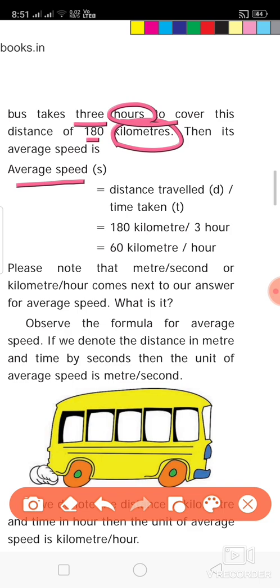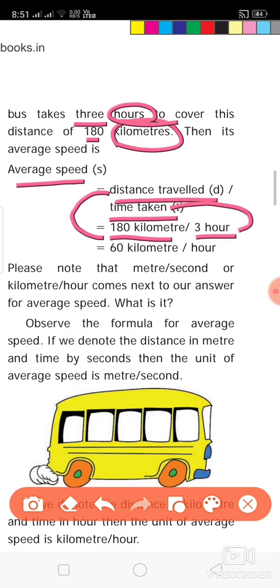Average speed is equal to distance travelled divided by time taken. So instead of distance travelled, you substitute 180 kilometers. Instead of time taken, you substitute 3 hours. So you can easily cancel out and get 60 kilometer per hour. Please note, meter per second or kilometer per hour can be the unit, but you should substitute the unit for the average speed.